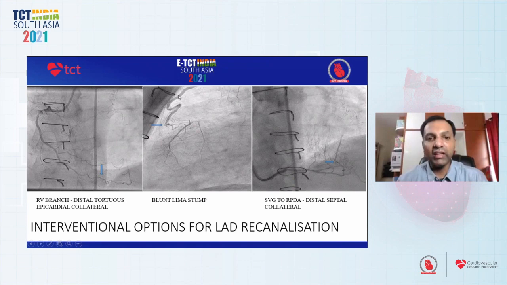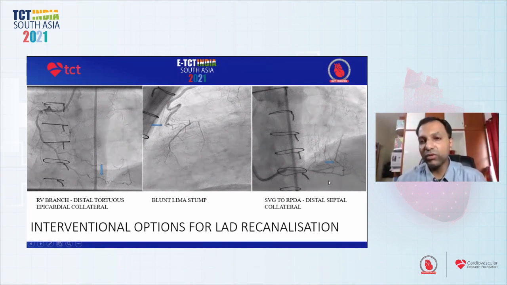Next one is to go antegradely through the blunt stump of the LIMA and try probing here. But again, here you're not certain as to which direction the LAD will fill. And even if you get through, you'll probably be supplying only the very distal LAD and nothing about the proximal and middle LAD, and the other diagonal septals will remain occluded.